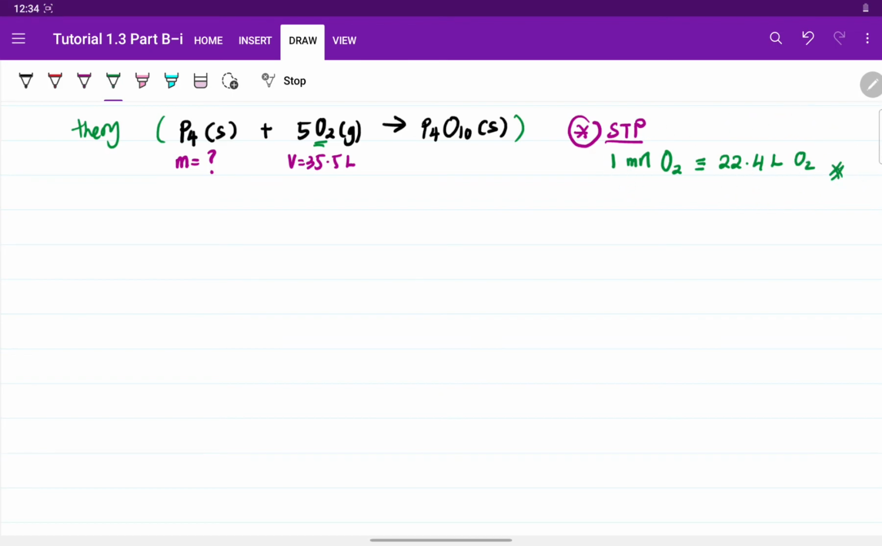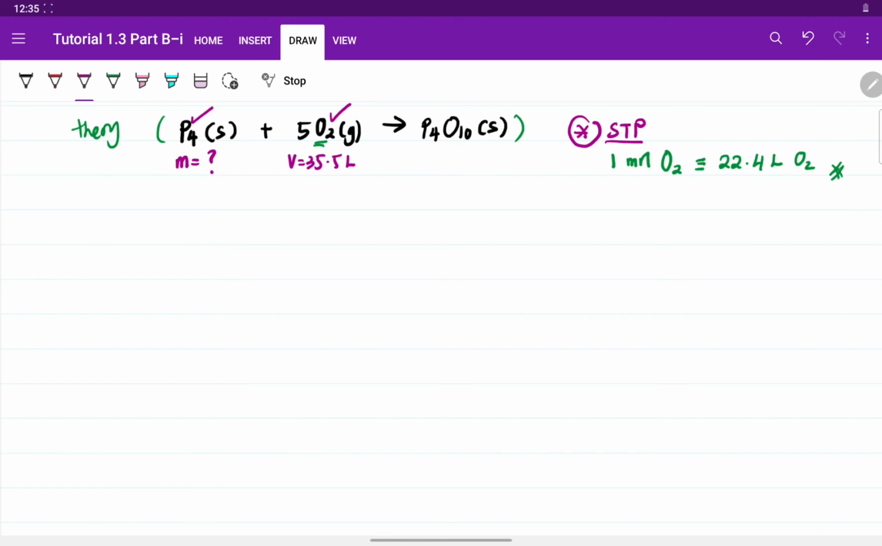Now, apa yang kita nak? We want to find what is the mass of phosphorus. Apa maklumat yang kita ada? Oksigen. So, the stoichiometry will be between oxygen and phosphorus. Maklumat yang kita ada sebelah kiri, so oksigen akan duduk sebelah kiri. Yang kita nak cari sebelah kanan, so phosphorus akan duduk sebelah kanan. But, to do the stoichiometric equation, kita kena ada dulu number of mole of oxygen. How are you going to find the number of mole of oxygen? Daripada maklumat STP dekat sini.